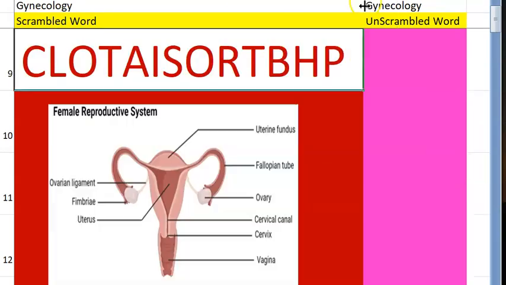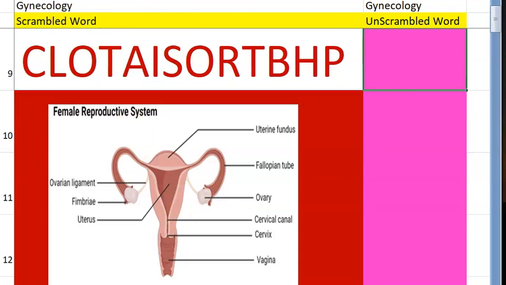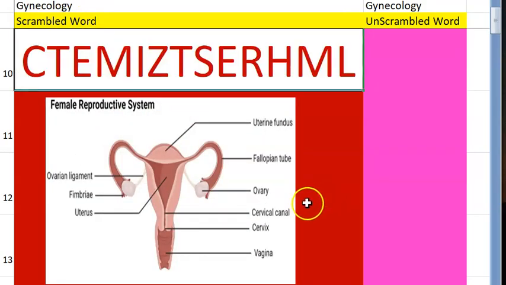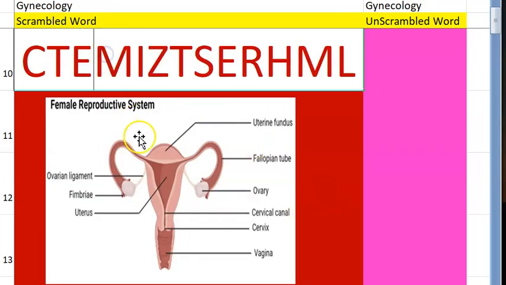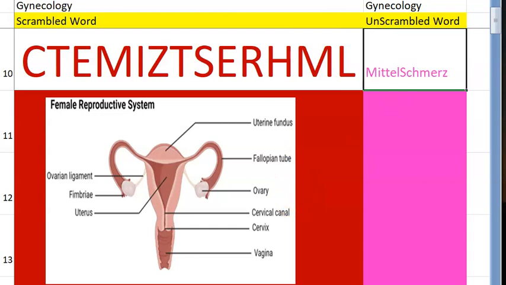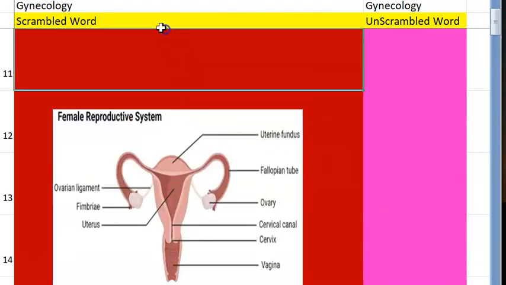What do you think this one is? Starts with a T. Something to do with the placenta. Trophoblastic. Very good. Let's go to the 10th one. What do you think this one is, guys? I'm guessing this is starting with an M. And ovulation pain. It indicates Mittelschmerz. Very good, guys. Let's go to the 11th one.